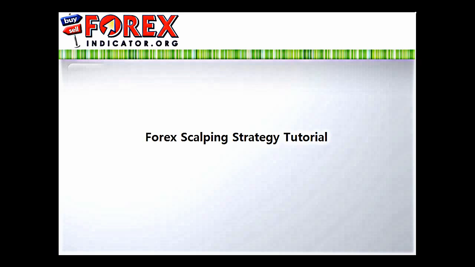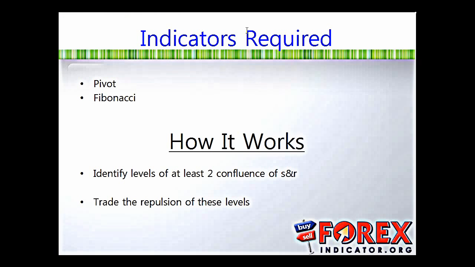So let's go through what indicators you need for this strategy. First of all, you need a pivot point indicator, a Fibonacci indicator, as well as the major swing highs and lows. The whole idea here is to identify strong support and resistance levels, and to trade the repulsion of them. Take note that this scalping strategy works on the 5-minute chart, so you have to go to the low time frames, and it works extremely well with the euro dollar.